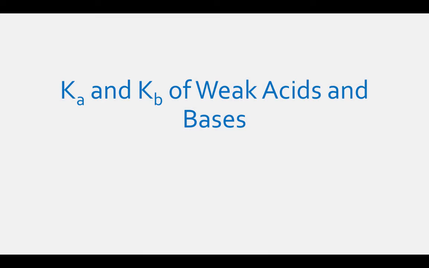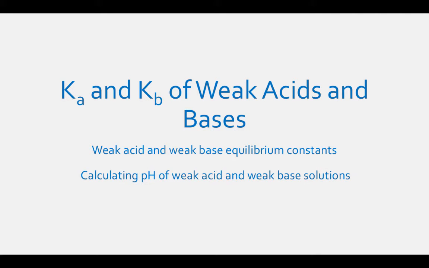This video will introduce weak acids and bases equilibrium constants. They are given special names of Ka for weak acids and Kb for weak bases. We will also talk about calculating pH of these weak acid and weak base solutions. And we will also discuss taking the negative log of Ka and Kb values to produce pKa and pKb values.